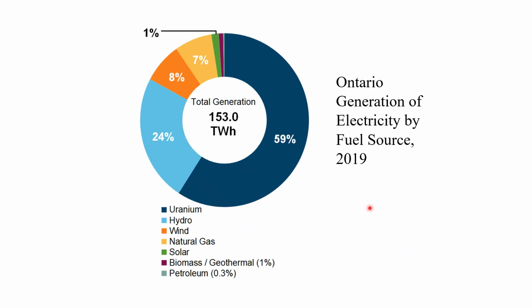Now contrast this with Ontario, where 59% is based on uranium, nuclear power, 24% on hydro, 8% wind, 7% natural gas, 1% solar, 1% biomass and geothermal, and less than 1% petroleum. So when you're looking at managing these kinds of systems, you have to take into account the current generation mix and how that could be affected by wind.